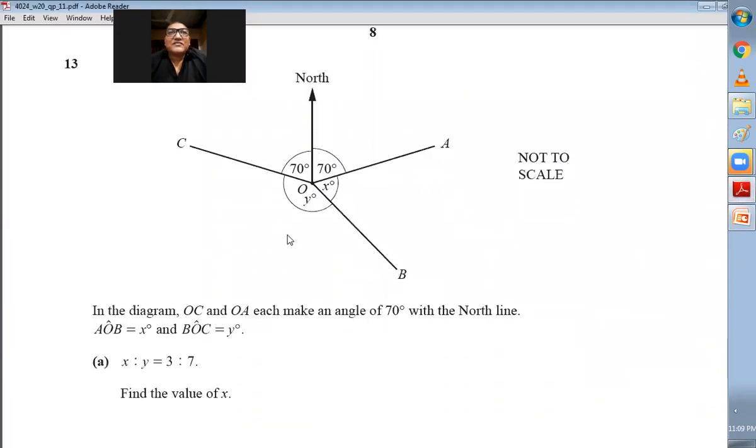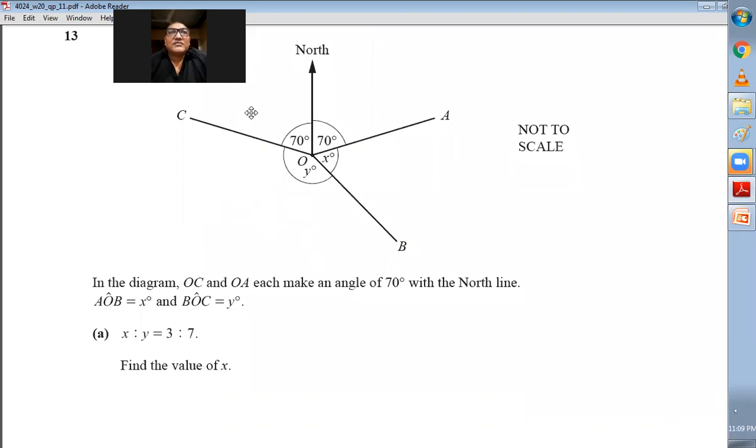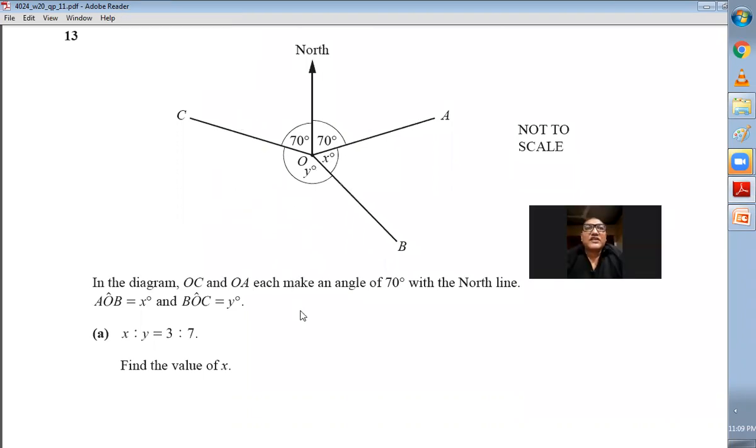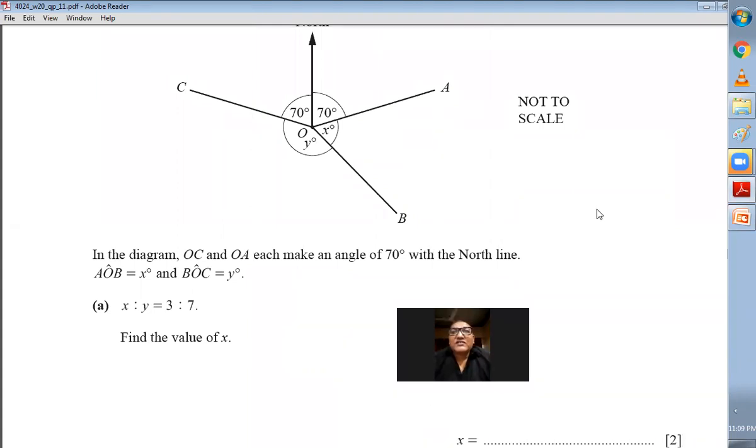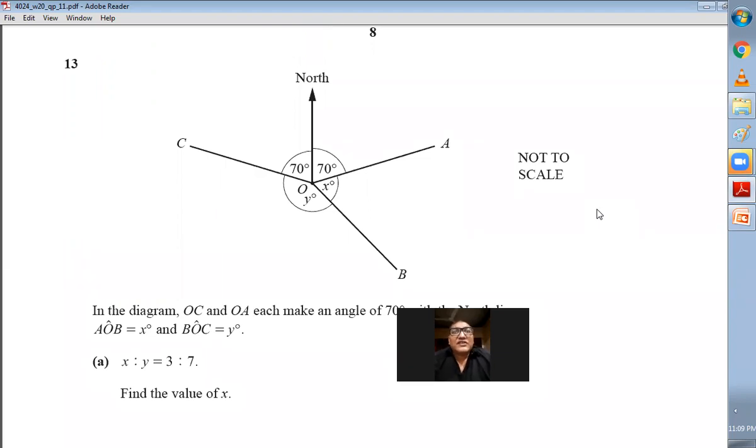Okay, here we go. The next question is showing on your screen. The first thing they want is, let me show that. This is the question. They want you to find the value of X. This is question number 13. You can see that this is 70, 70. This angle is X, this angle is Y. So if I add them up, their total sum will be 360. So I have X plus Y plus 70 plus 70, which is X plus Y plus 140 equals 360.